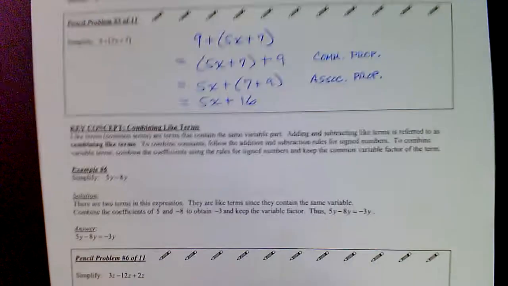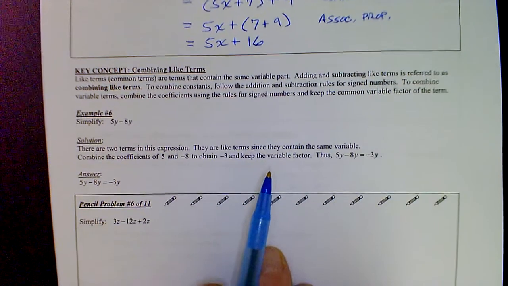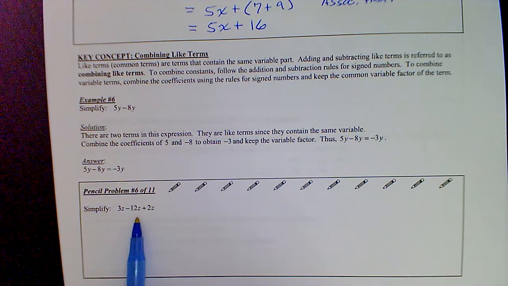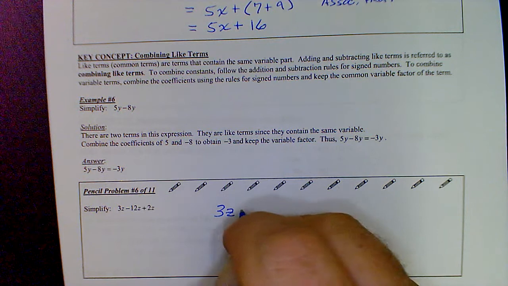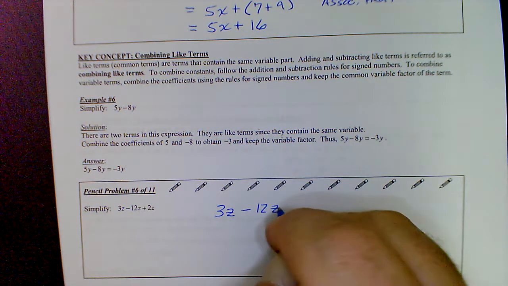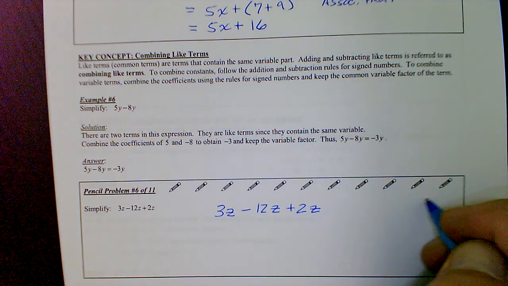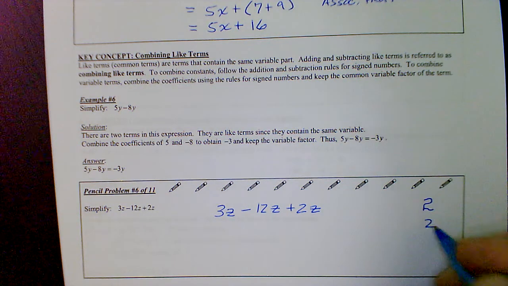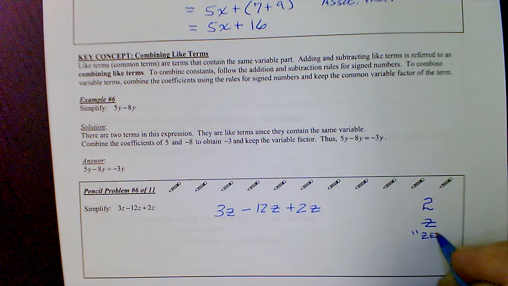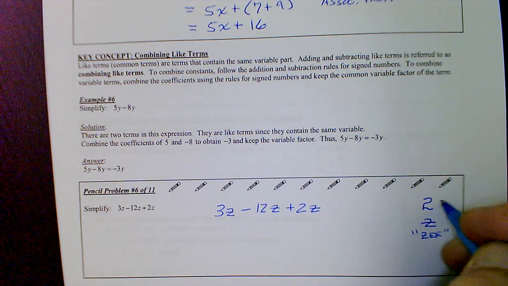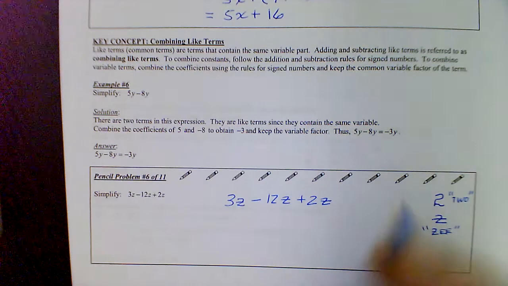And we talk about combining like terms here. I already mentioned it, but they have to have the same variable and the same power. And you just simply combine their coefficients and keep the common variable. Like in this example, 3z minus 12z plus 2z. Well, make sure you understand how I make my z's. My 2's are like this, and my z's look like a 2, so that's a z, and this is a 2. My z's look like 2's with lines through them.